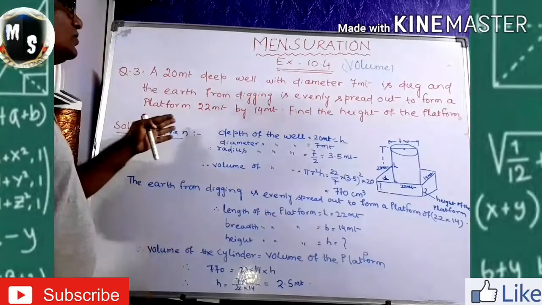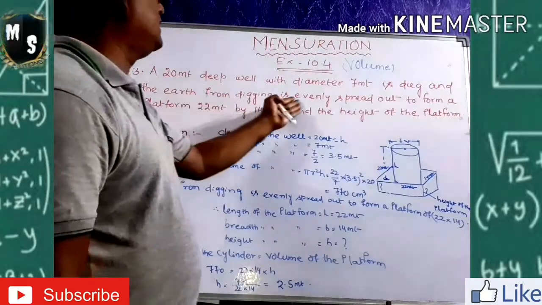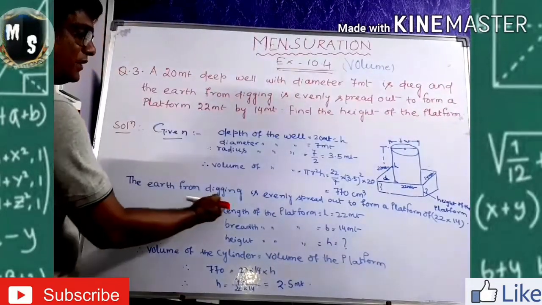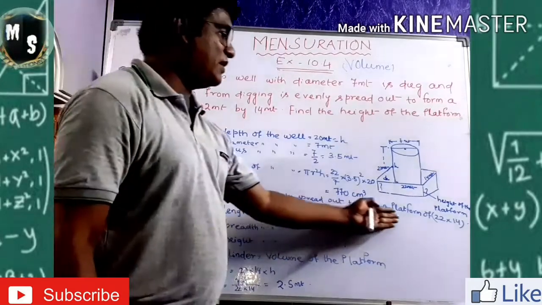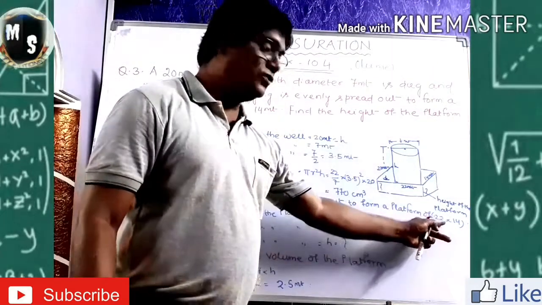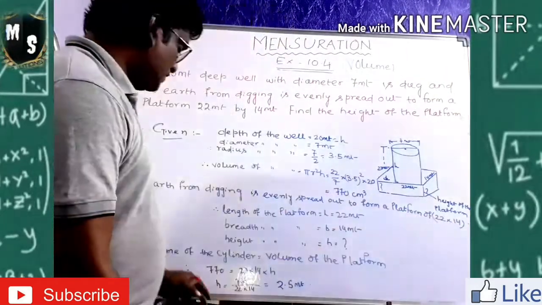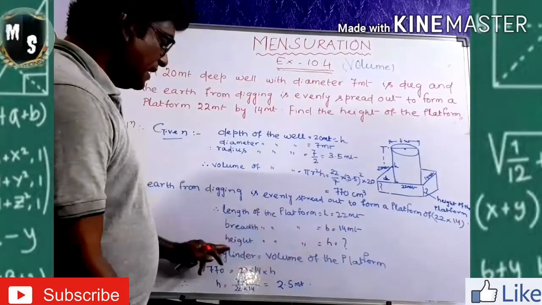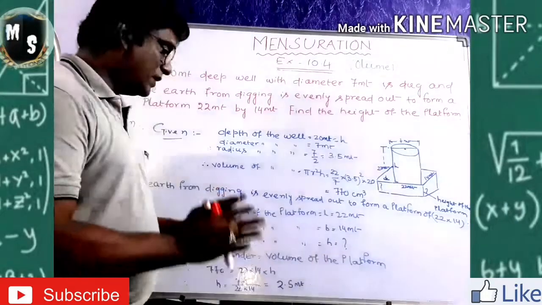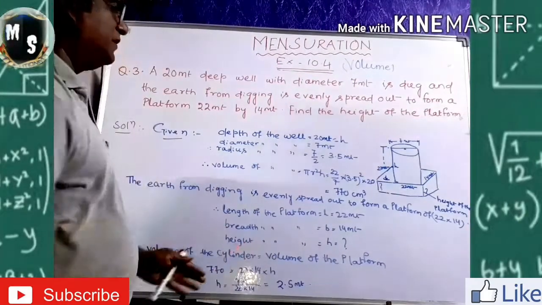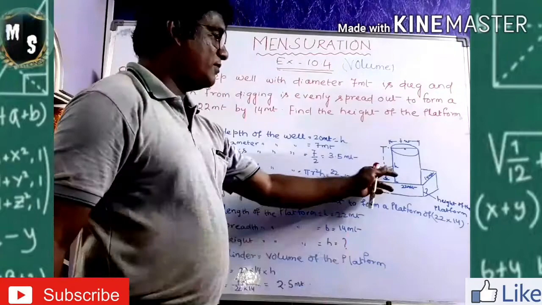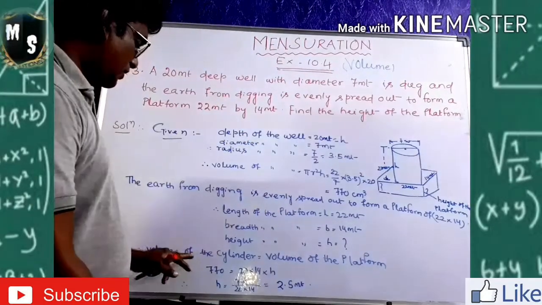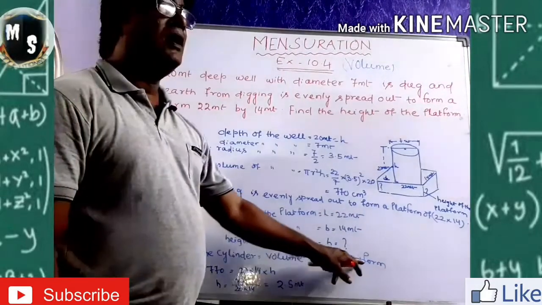Then, what is the question saying? The earth from digging is evenly spread out to form a platform. What is the length of the platform? 22, and breadth is 14. So now length of the platform is 22, breadth of the platform is 14, and height is going to be asked. So what I said, volume of the cylinder must be equal to the volume of the platform. On that much earth you are putting a platform. So volume of the cylinder is equal to volume of the platform.